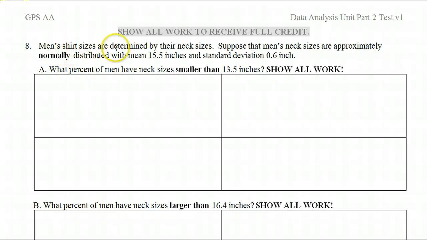Okay, men's shirt sizes are determined by their neck sizes. Suppose that men's neck sizes are approximately normally distributed with mean of 15.5 inches and a standard deviation of 0.6 inches. Okay, so if there's a shirt size that's 15.5, that means the size around the neck is 15.5 inches, like if you measure it with a tape. Anyway, so let's set up our normal distribution like we always do.